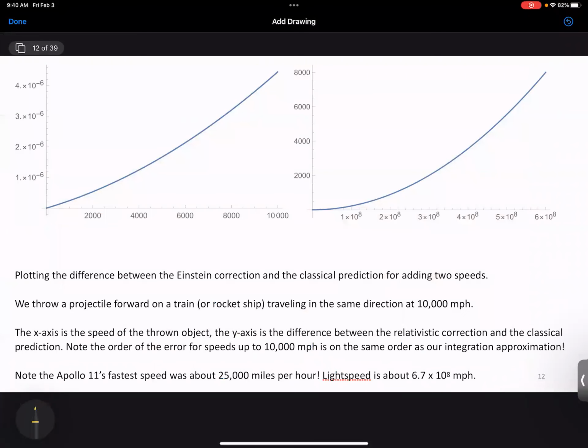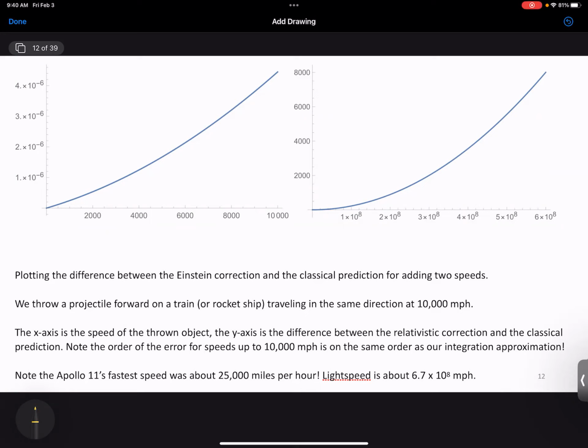And so again, you're trying to find ways to display the information. So I have a train or rocket ship traveling at 10,000 miles per hour, and we shoot a projectile in the same direction as the train or rocket ship. And I want to see what the correction factor is. If the projectile is not moving, what a surprise, there's no correction factor. Always look at extreme cases.